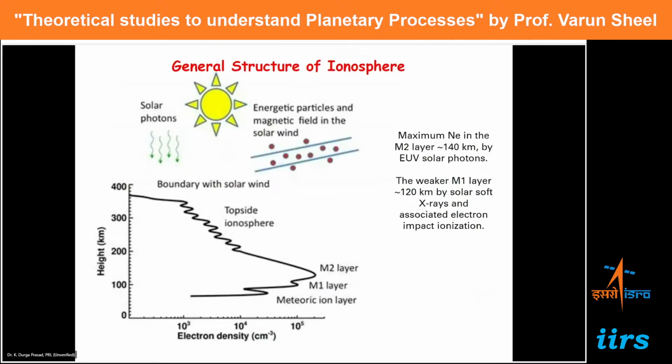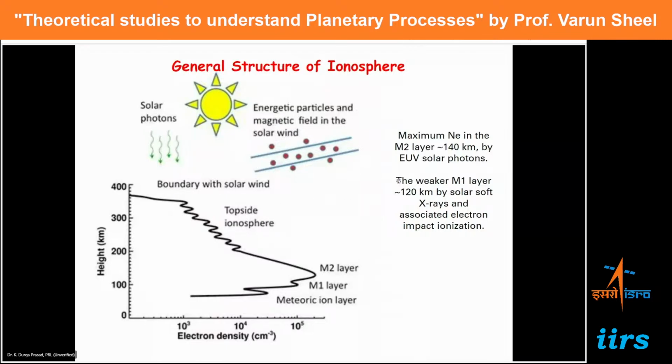Now we'll go a little higher up from the atmosphere and look at the ionosphere. This is the general structure of the ionosphere, where this is the boundary of the solar wind, basically called the exosphere. You have solar photons, apart from the radiation we discussed in the previous slide. Solar energy also has protons and energetic particles, magnetic field, solar wind. A lot of things are there, and they start interacting with the ionosphere.